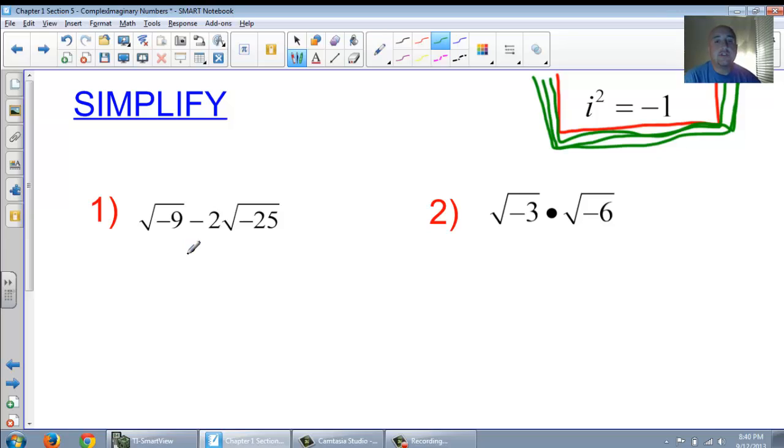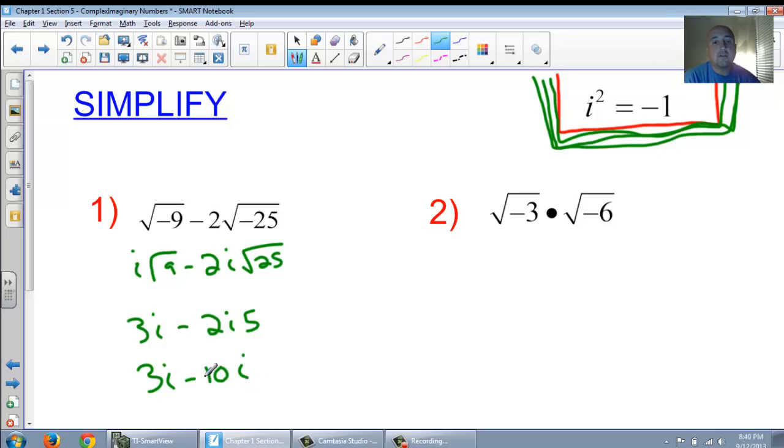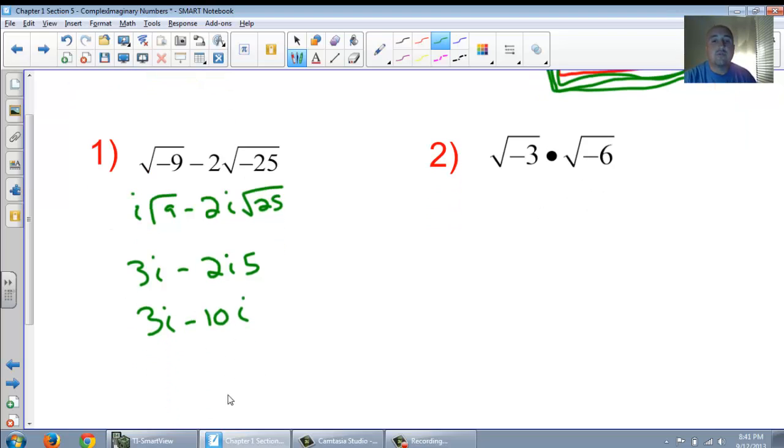But first, let's look over here at these examples. We have the square root of negative 9. You always have to take your i's out first. So I have i root 9 minus 2i root 25. Okay, so now what is the square root of 9? It's 3. So we have 3i minus. What is the square root of 25? I have 2i5. And let's keep going here. 2 times 5 is 10. So now what do we have left? We have 3i minus 10i, which is negative 7i. Okay, so i's act just like variables.